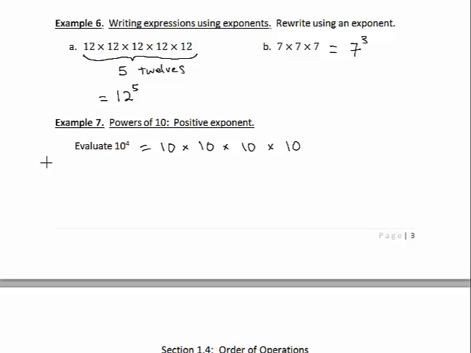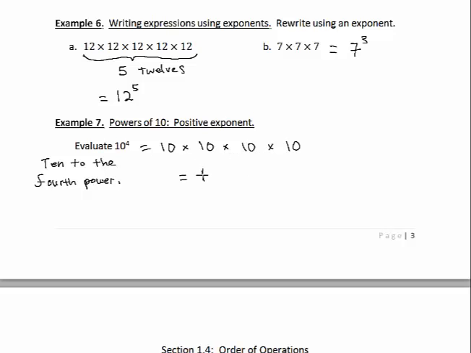Let me write that out in words. 10 to the 4th power. Okay, that's a way to pronounce that, 10 to the 4th power. Well, it means we have 1, 2, 3, 4 10s, and we want to multiply them together.